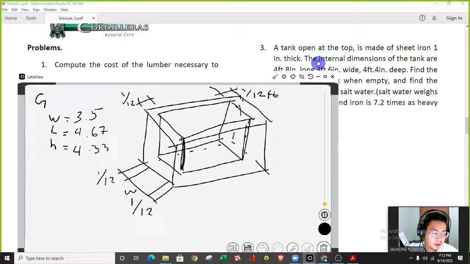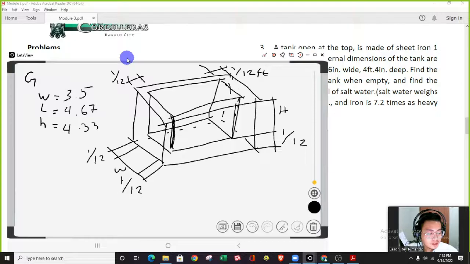Okay? Oh, how about yung height? Anong idadagdag natin? Okay? Dalawa ba na iron sheet or isa lang? Okay. In this case, open yun sa taas. So, naka-flush yan. Okay? Ang meron lang is yung sa baba. So, 1 all over 12. Okay? Then, your height.